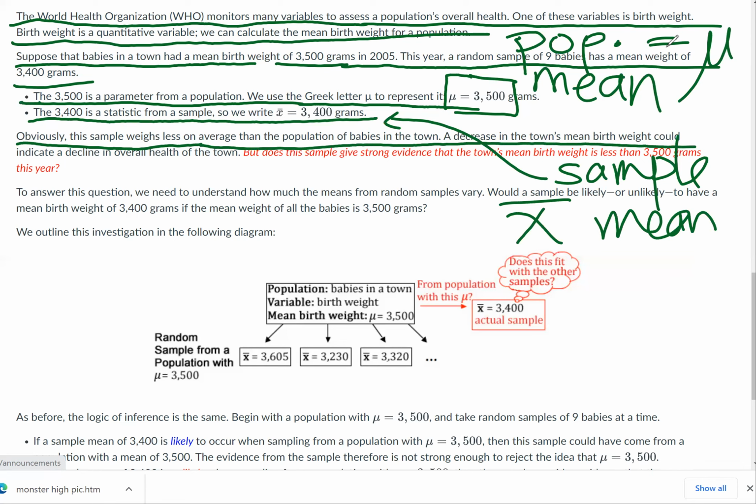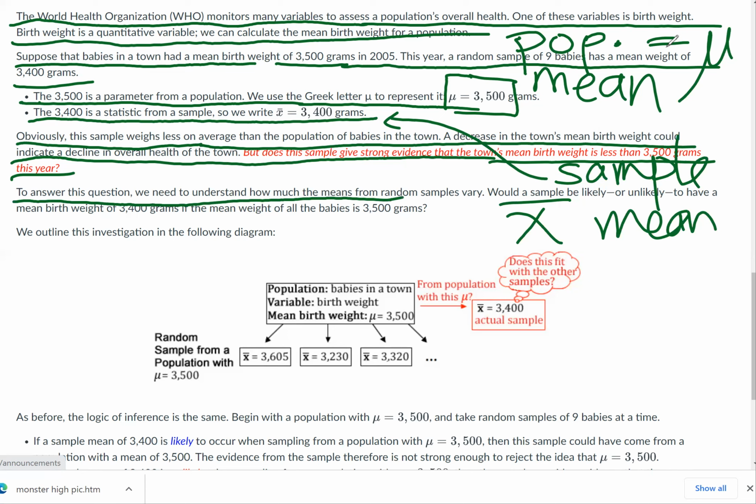A decrease in the town's mean birth weight could indicate a decline in overall health of the town. But does the sample give strong enough evidence that the town's mean birth weight is actually less than 3,500 grams this year? I mean, we only sampled 9 babies when the town probably has a lot more than that. Oh, depending on the size of the town, maybe not. To answer this question, we need to understand how much the means from random samples vary. Would a sample be likely or unlikely to have a mean birth weight of 3,400 grams if the mean weight of all the babies is 3,500 grams?